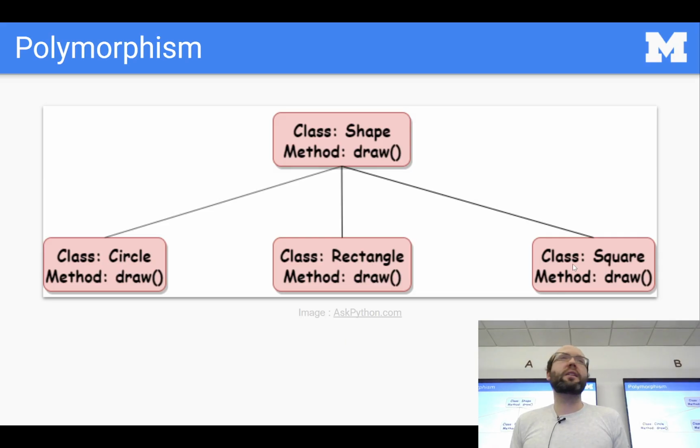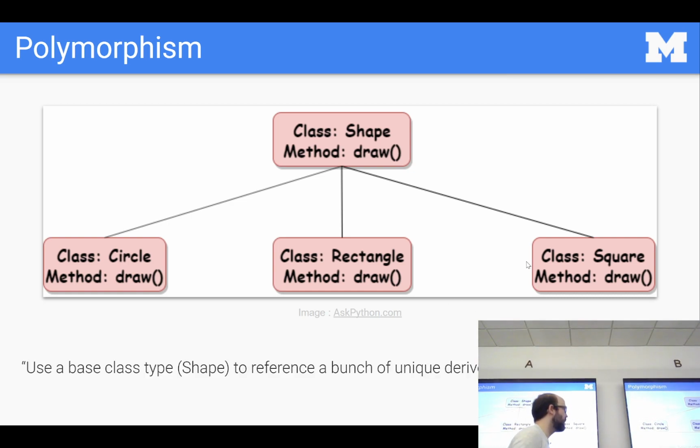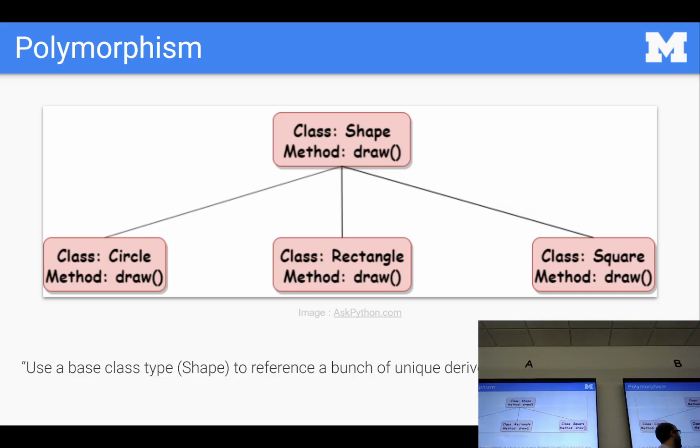That is polymorphism. And because we know that they all derive from shape, we know that they all have the draw function, which means we can iterate through them and call that draw function. That is polymorphism. You are taking a bunch of very different things and you are treating them all the same. I think that's literally what polymorphism means, like the old ancient Greek word. Use a base class type shape to reference a bunch of unique derived classes in a standardized, elegant way.